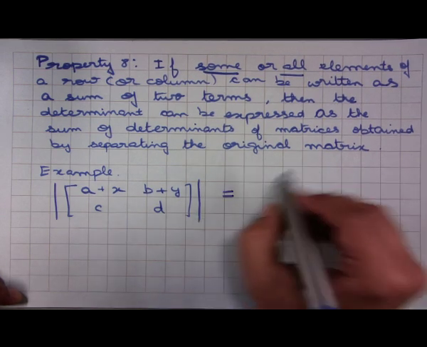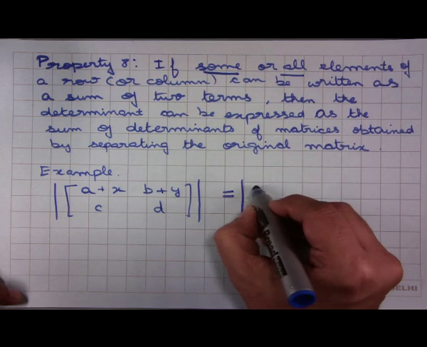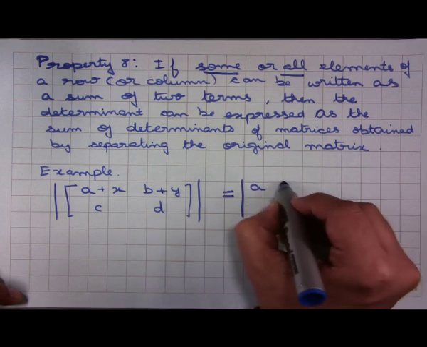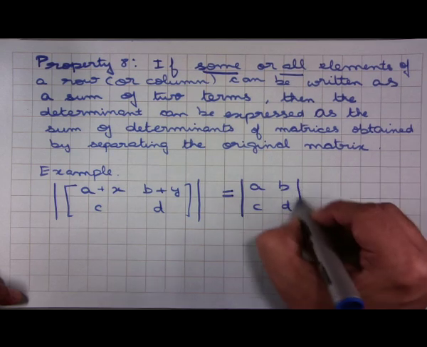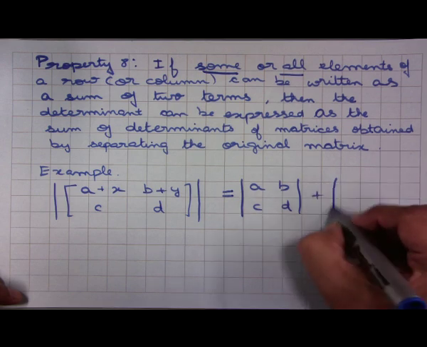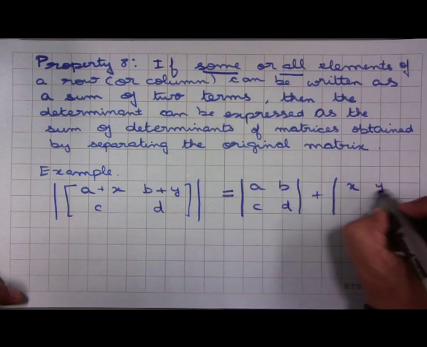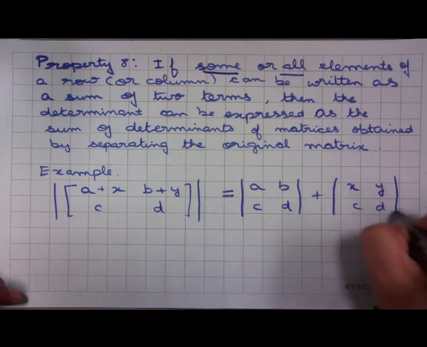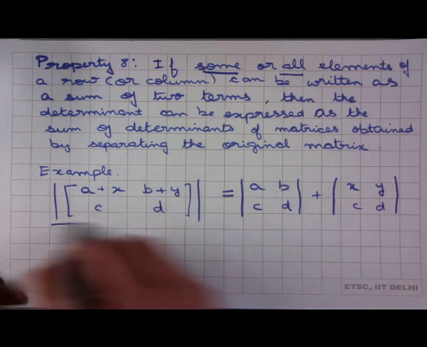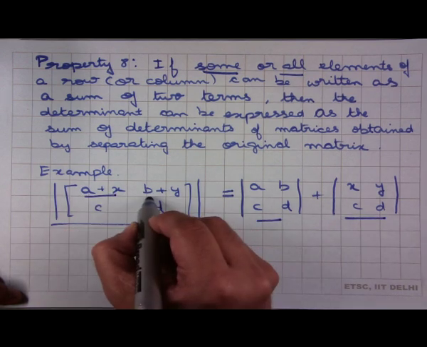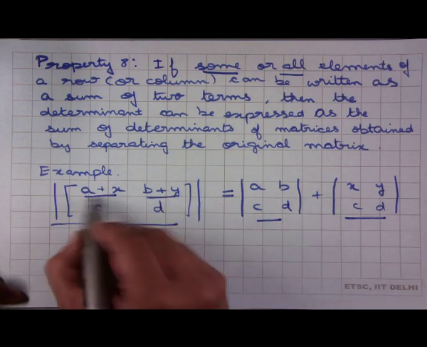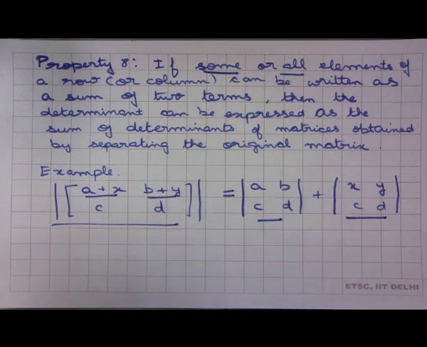So, what we want to say is that the determinant of this is equal to the determinant of a matrix obtained by this decomposition that we are talking about, plus the determinant of x y c d. Okay. So, this is how we have decomposed one determinant into a sum of two determinants, just because the elements of one row were able to be decomposed into two elements. All right. So, this is what we mean by the statement.